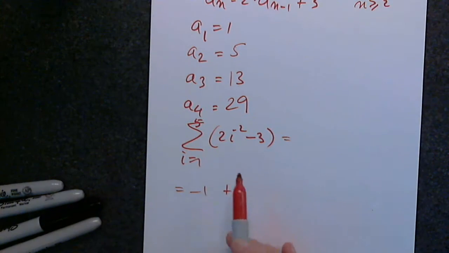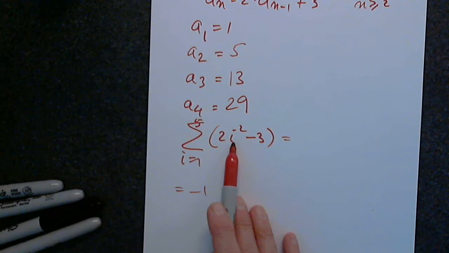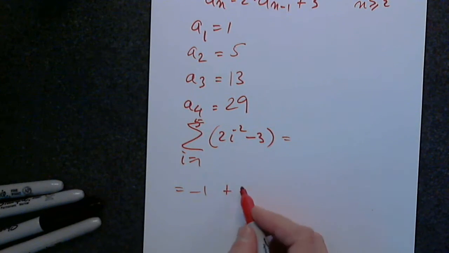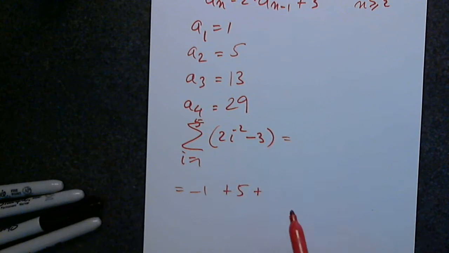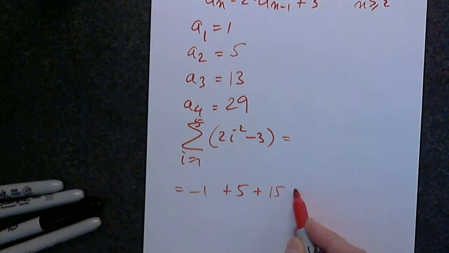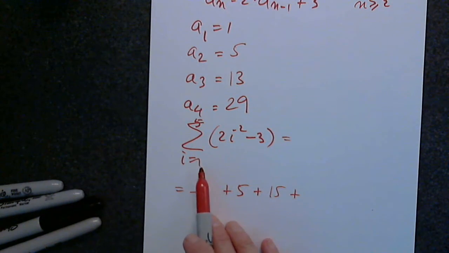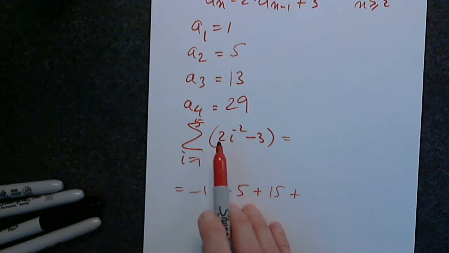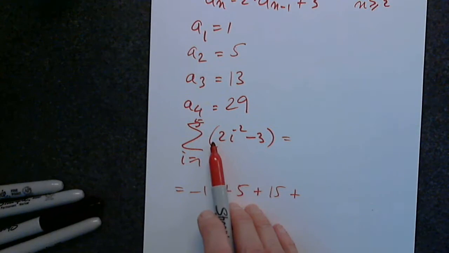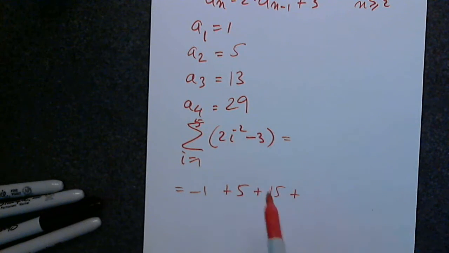Perfect. Plus when i is 2. Very good. Plus when i is 3. Very good. Plus when i is 4. So this was 1, 2, 3, 4. 16 times 2, 32, minus 3, 29.